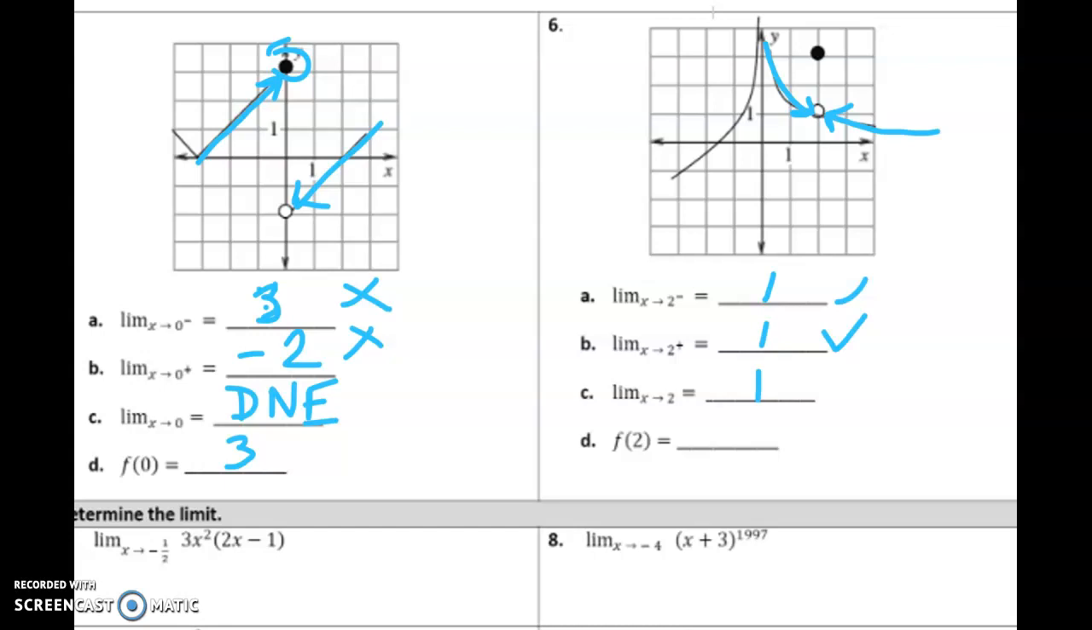Then it asks me, what is the value of the function at x equals 2? That's that solid dot. That equals 3.